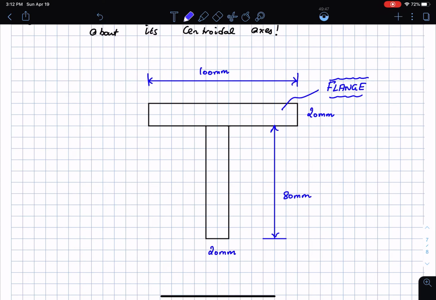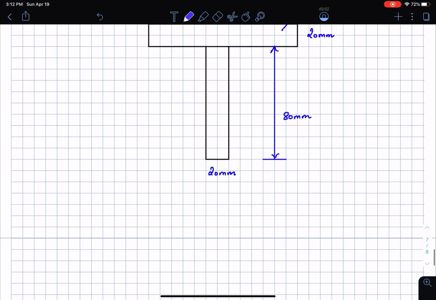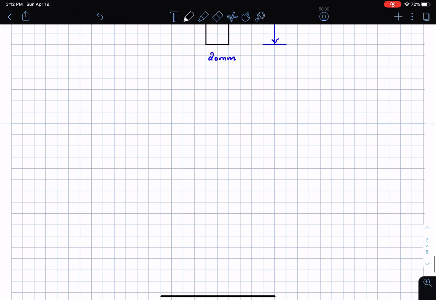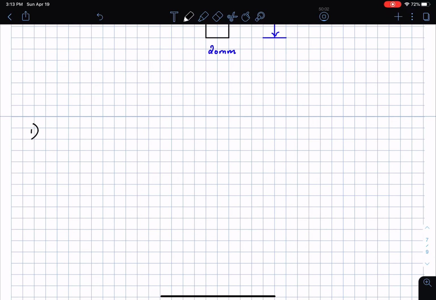All right, and I want to outline the different steps that are involved in the problem. So what are the steps to take? Step one is to locate the centroid of the composite shape. Okay, that's the first step.